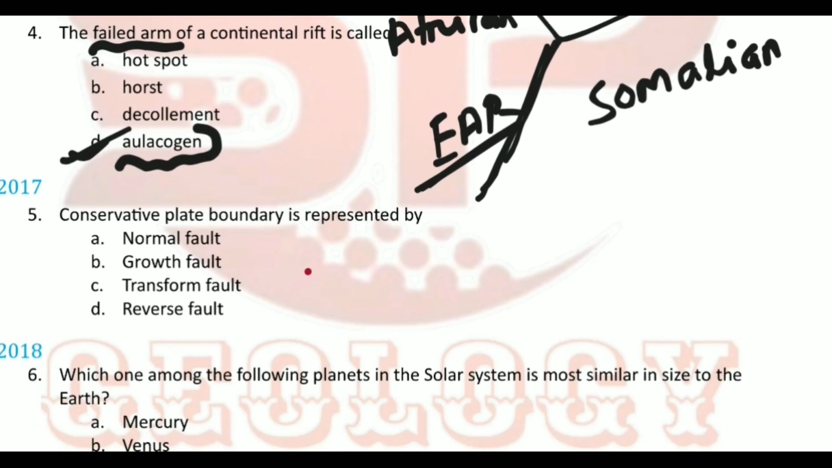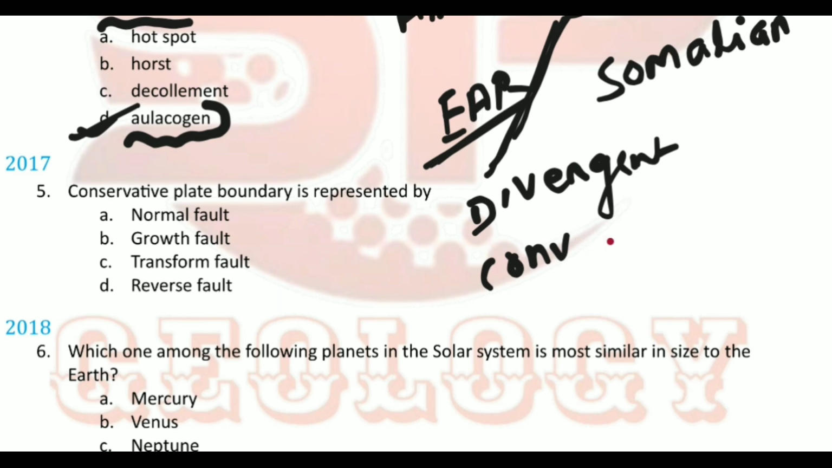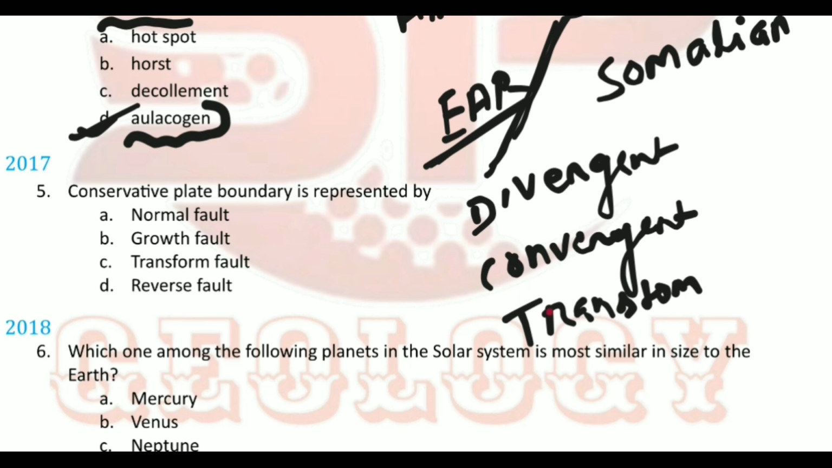The conservative plate boundary is represented by what? There are three types of plate boundary. One is constructive, which is called divergent. Then convergent is destructive. Then transform is neither constructive nor destructive. Neither plate is produced nor destroyed. So it will be a transform fault. So conservative or transform plate boundary will be a transform fault. The normal fault is basically at a divergent plate boundary, but the reverse fault is a compressive setting, so it is a convergent plate boundary.